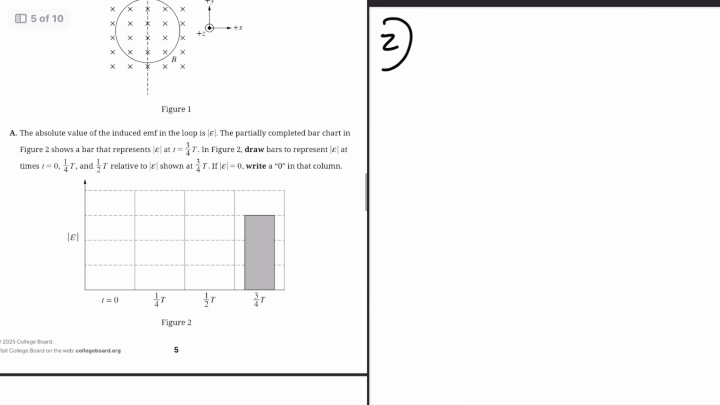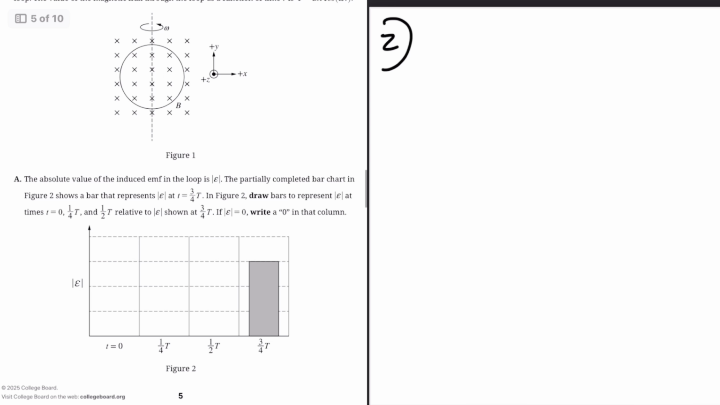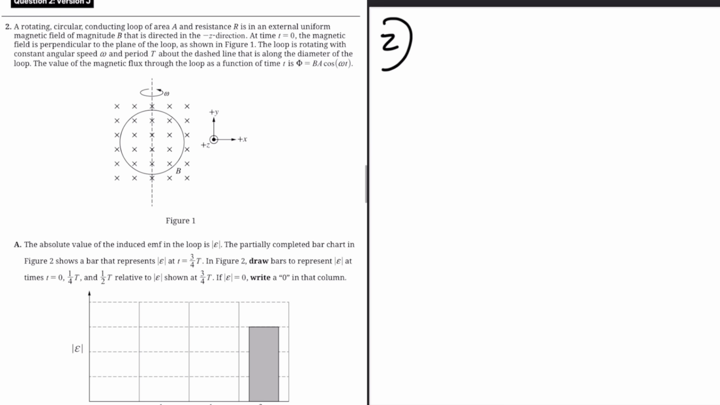So now let's look at this question. The absolute value of the induced EMF in the loop is the absolute value of epsilon. The partially completed bar chart in figure 2 represents epsilon at time t equals 3/4 T. In figure 2, draw bars to represent epsilon at time t equals 0, 1/4 T, and 1/2 T relative to epsilon shown at 3/4 T. Okay, so they just want us to fill in this bar chart. This is a little bit more of a thinking question, so it might take me longer, so forgive me. Let's think: at 3/4 T, what is epsilon?